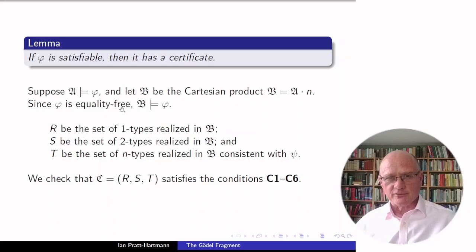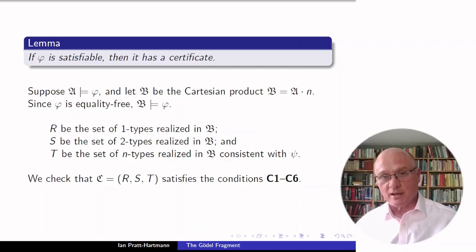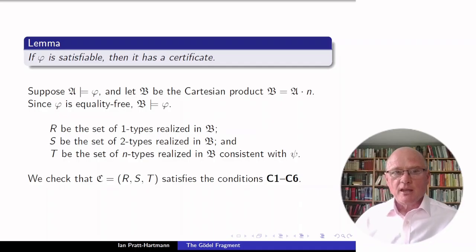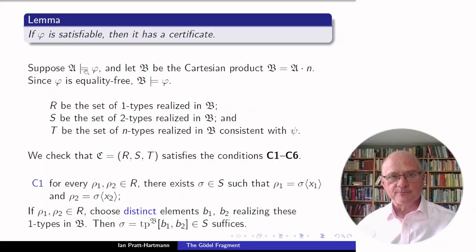We need to build our certificate first. So we've created this n-fold copy B of A. The certificate has to have 3 parts: a set of 1-types, a set of 2-types, a set of n-types. Which ones? Well, let R be the set of all 1-types realised in B, S be the set of all 2-types realised in B, and T be the set of all n-types realised in B which are consistent with psi. Psi, remember, is the quantifier-free part of our formula phi. And what we'll do is check that this certificate satisfies the conditions C1 to C5, as it turns out. So let's have a look.